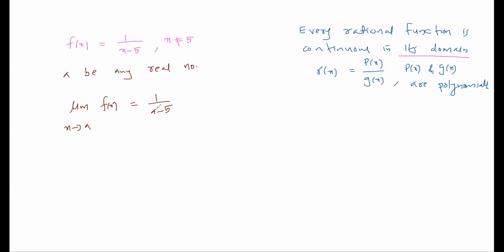If you find left hand limit and right hand limit separately, you will get the same thing only. Now f of a is 1 by a minus 5. So these two are equal. That means the function is continuous at a. That means the function is continuous at all real numbers.